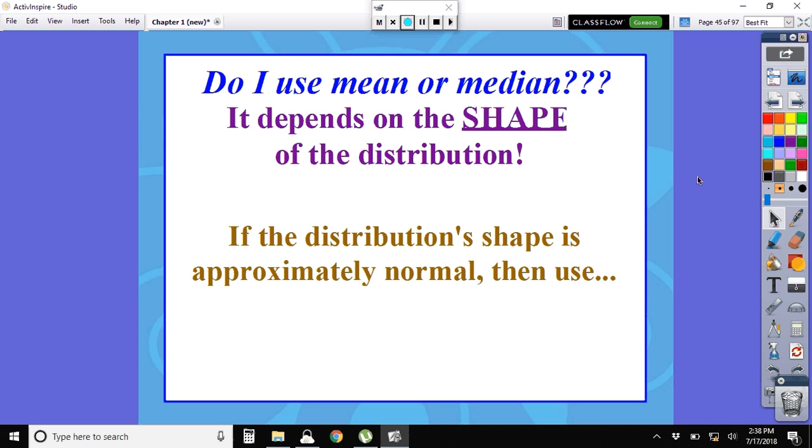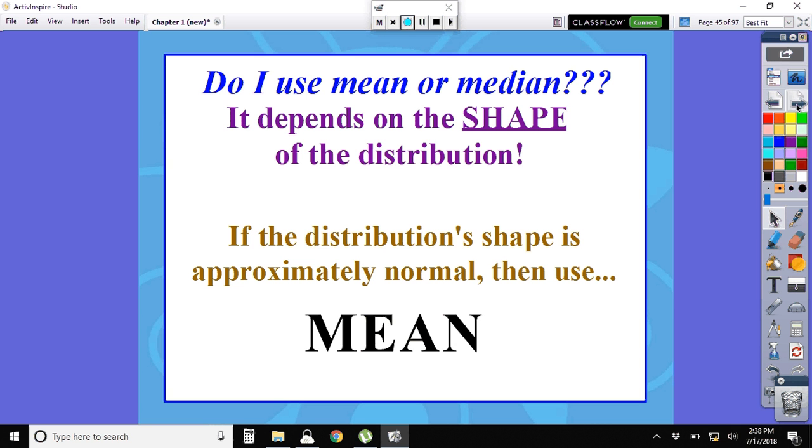If the distribution shape is approximately normal, then I would recommend to use the mean. Now, does that mean I can't use the median? No, you could use the median, but I would prefer to use the mean in this case.